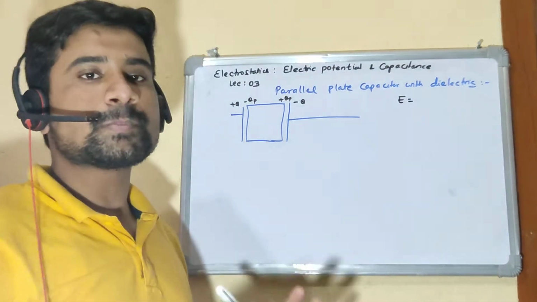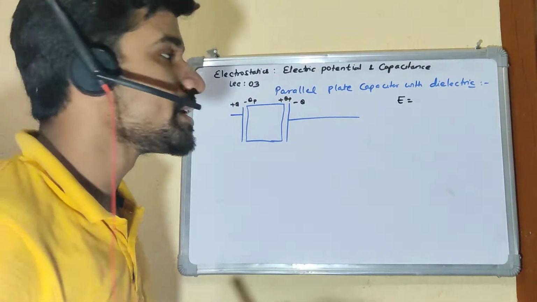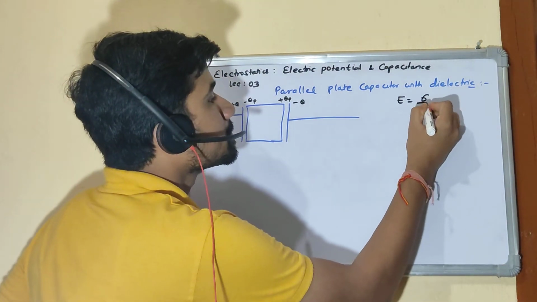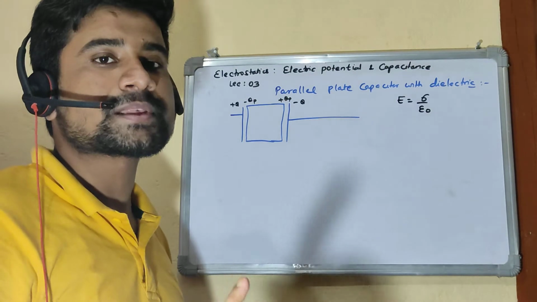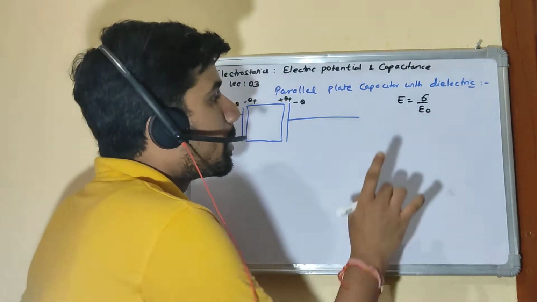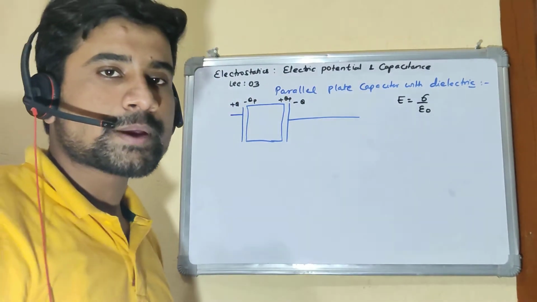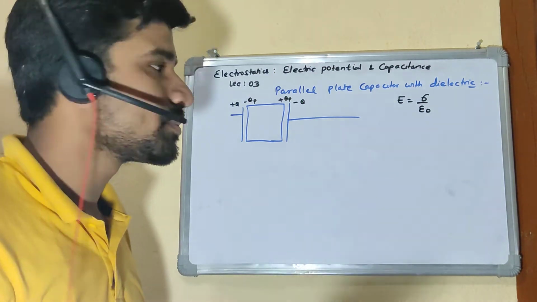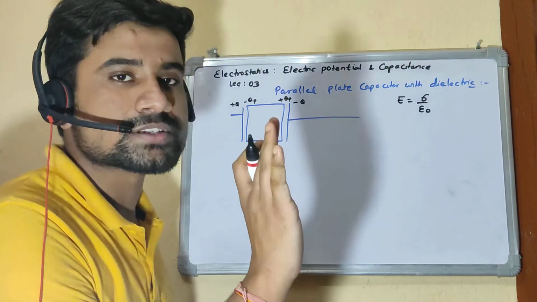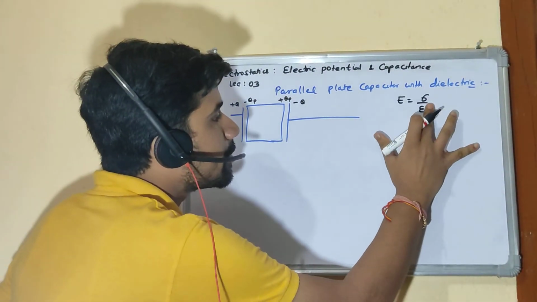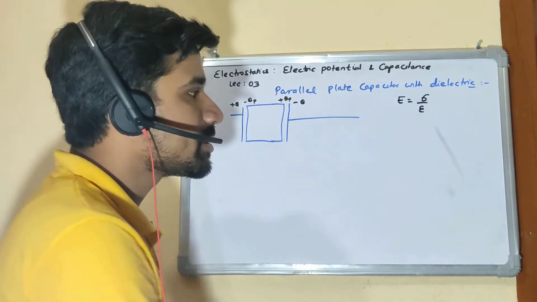Electric field in between plates of a capacitor is nothing but sigma by epsilon naught. Electric field in between plates of a capacitor is sigma by epsilon naught. But this is the case when my medium is air or vacuum. In case my medium is a dielectric, which has a dielectric constant K, my electric field will become sigma by epsilon in between the plates of a capacitor.